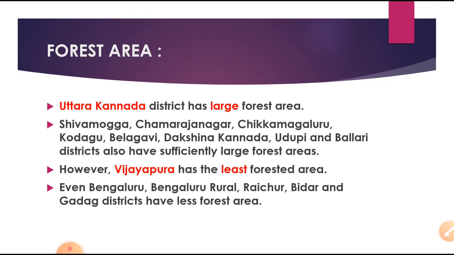Why? Because we already studied that Vijaypura has a good amount of agricultural land. In one place we cannot see all types of land utilization. Vijaypura is plain land. There is not much forest area, and that is why it is suitable for agriculture works. Along with Vijaypura, some other Maidan regions also have a low amount of forest area. After Vijaypura, Bangalore Urban, Bangalore Rural, Raichur, Bidar, and Gadag, all Maidan region districts, have low forest area in our state.